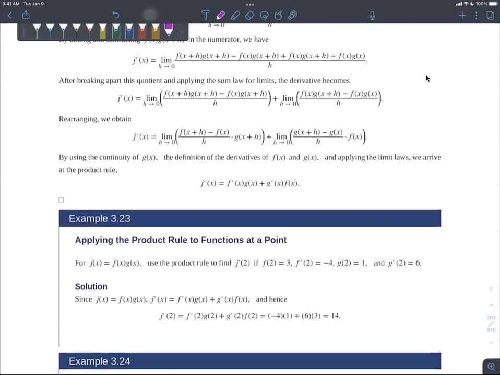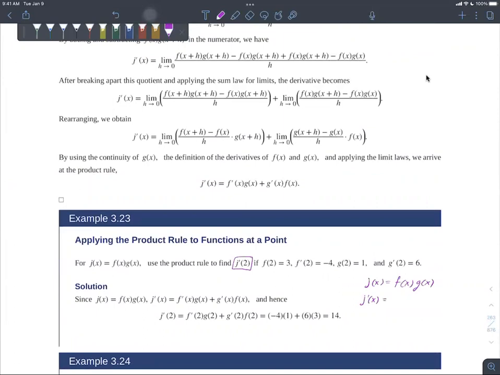Well, what are we given here? We are told that we're defining a function j of x, and j of x is defined to be the product of some function f of x and g of x. And so we want to find j prime of 2.